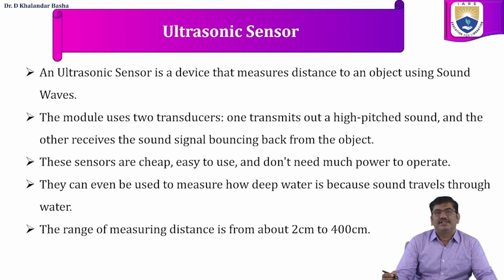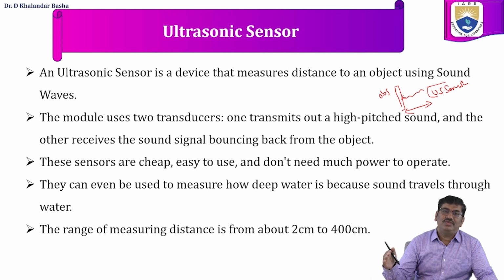Now coming to the ultrasonic sensor. An ultrasonic sensor is a device that measures the distance to an object. Let us assume this one is an object, and somewhere here we have the ultrasonic sensor. It will try to measure the distance from the sensor to the obstacle. It sends out sound waves, and when these waves propagate, if any obstacle is found, they will be reflected back.